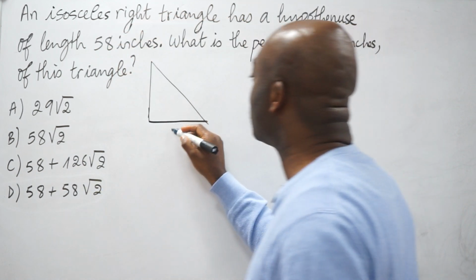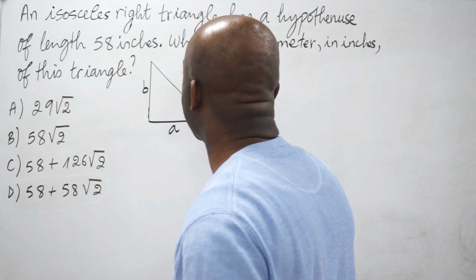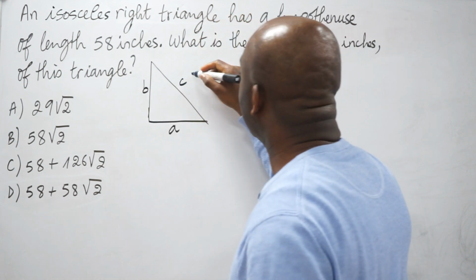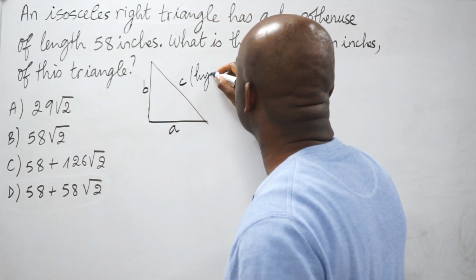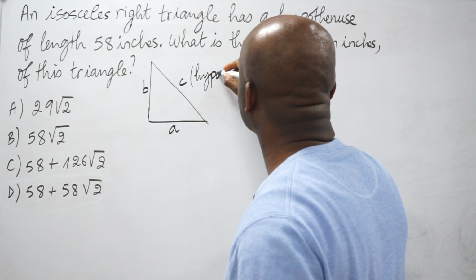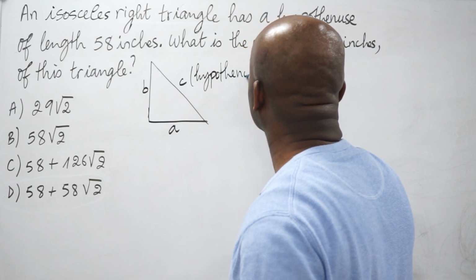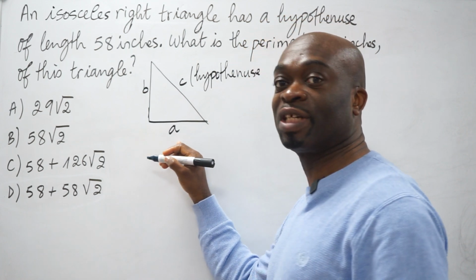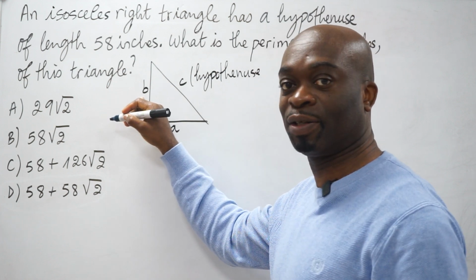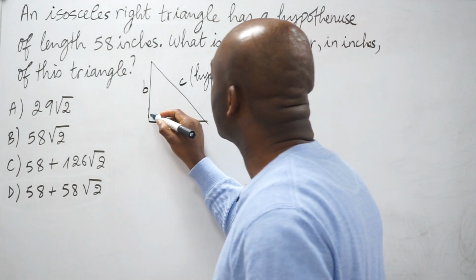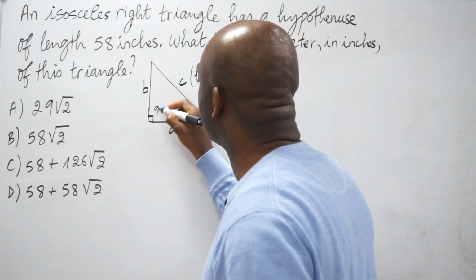Okay? So we have side A, side B, side C, correct? And C is the hypotenuse. We have the adjacent side and the opposite side, so we don't need to put them down here. The other thing that we need is the 90 degrees, right?